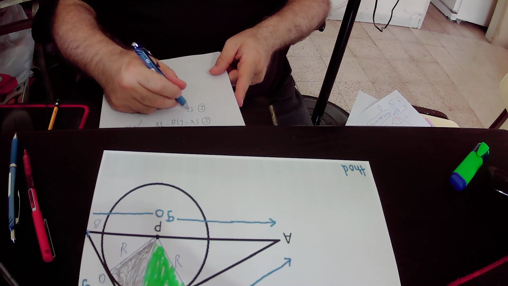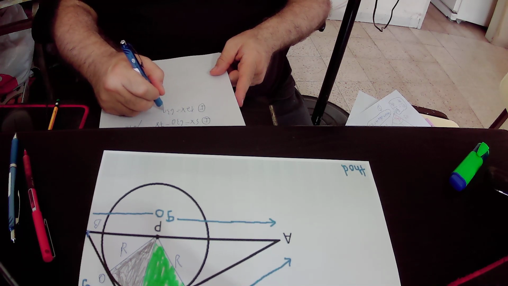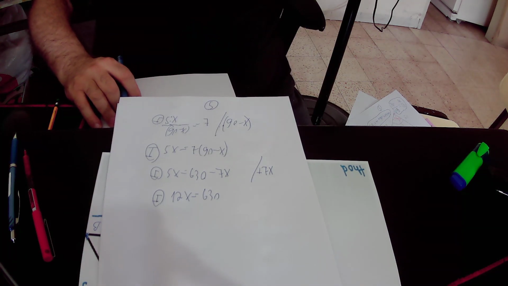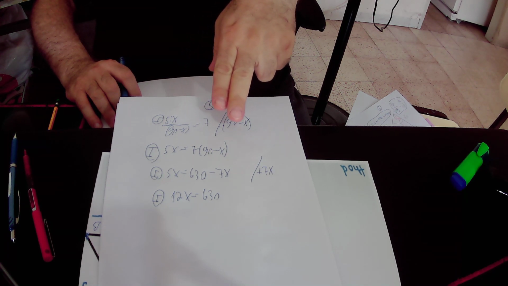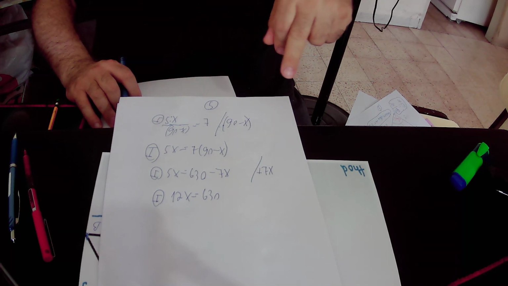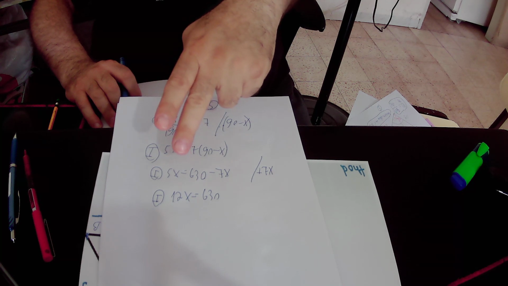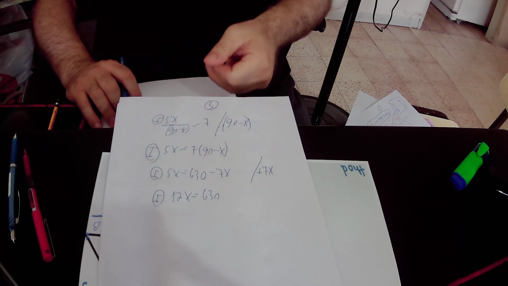So 5x plus 7x equals 12x. After we added 7x to both sides of the equation, we got that 630 minus 7x plus 7x equals 630, and 5x plus 7x equals 12x. Now we'll divide both sides of the equation by 6.